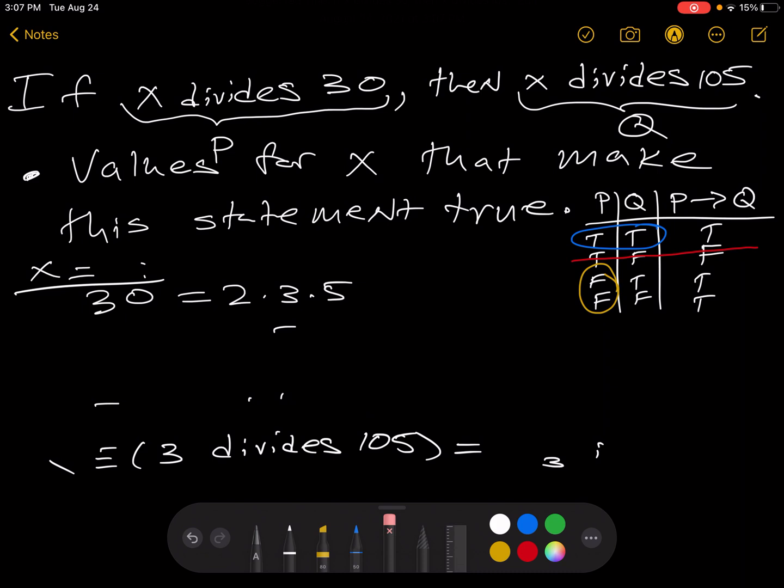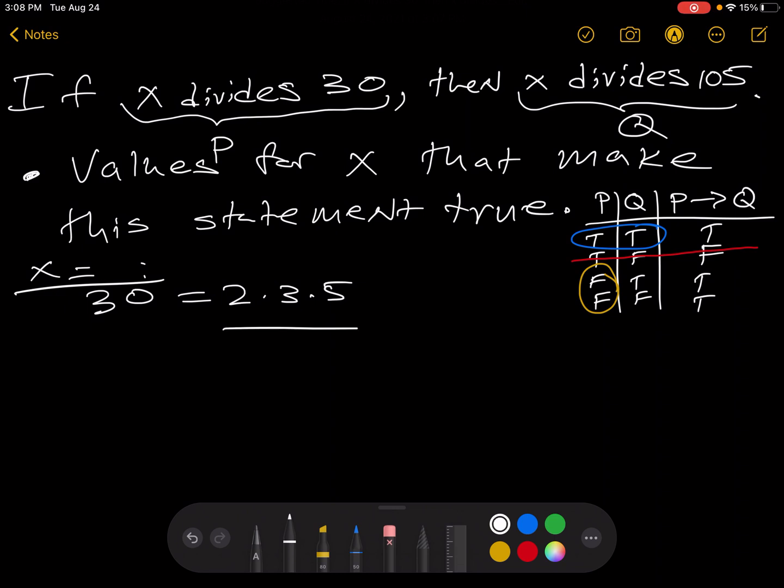So what's something that might make P false? Well, looking at the prime factorization of 30 here, 2 times 3 times 5, let's just pick a prime number, or really any number that's not in that list. Let's say 7, x equals 7. Well then 30 over 7, let's see, what is that? 7 times 4 is 28, so 4 and 2 sevenths, not an integer.